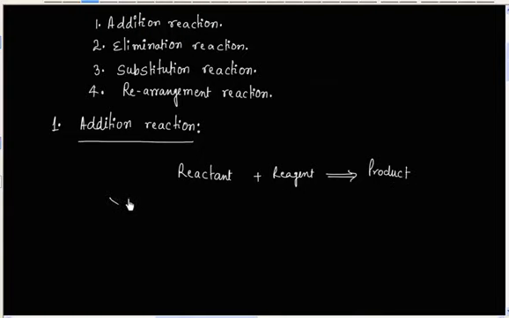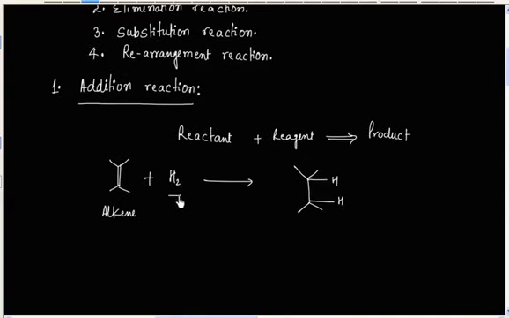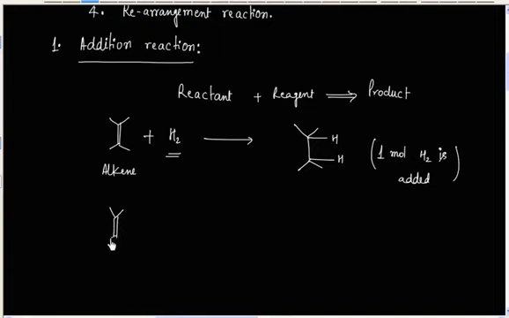For example, hydrogenation is example of addition reaction. So this is alkene. Finally a mole of hydrogen is added. So 1 mole of hydrogen is added over alkene. So this is an addition reaction. We can add bromine, that is bromination. So 1 mole of bromine is added in this reaction. So this is again an addition reaction.